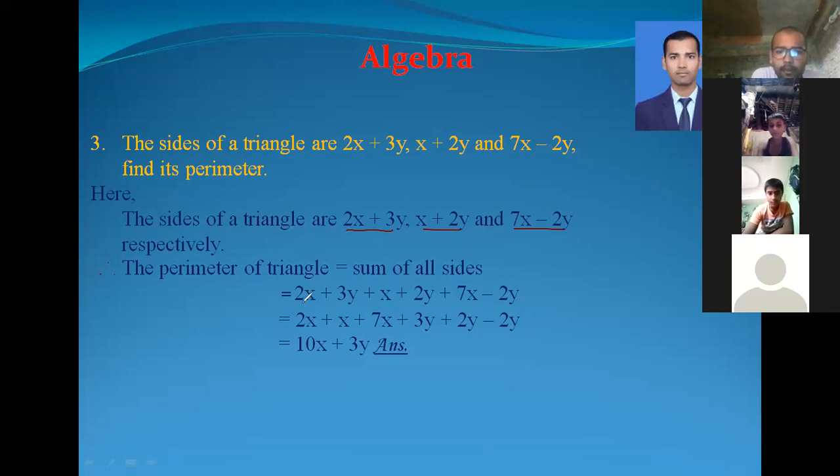So after adding all these, 2x plus 3y, and there we have given here its plus sign, that is plus x plus 2y, that is the other side, plus 7x minus 2y, that is the third side. And then after we have to arrange the like terms. So you can see here 2x, x and 7x, these are the like terms. And in front of all these like terms there is a plus sign, that means in front of 2x there is no sign, it means plus sign. In front of x there is a plus sign, in front of 7x there is a plus sign.